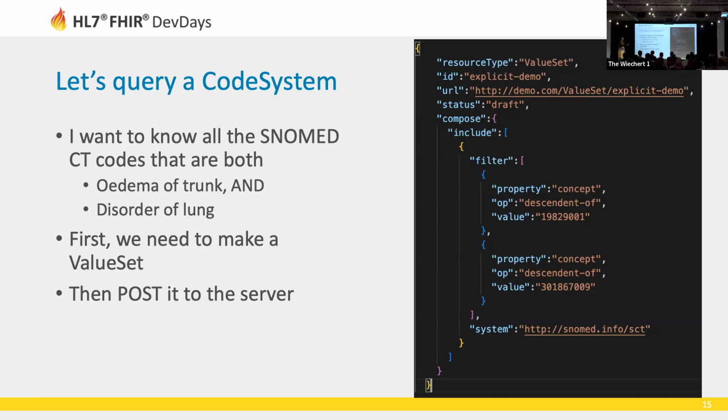So the old way, first I'd have to make a value set. I post that value set to the server. This is a minimal looking value set on the right-hand side, which is just saying all descendants of this code and all descendants of that code. So to be a member, the code must be a descendant of both of those things.